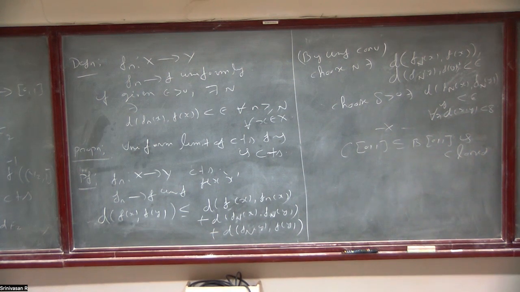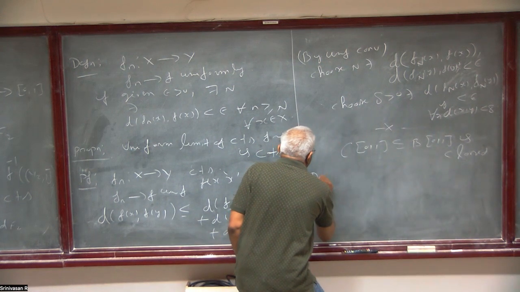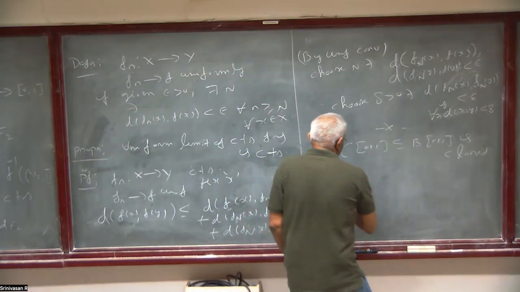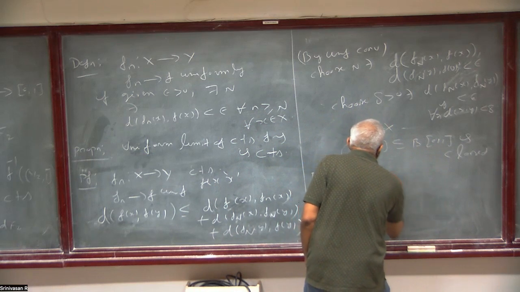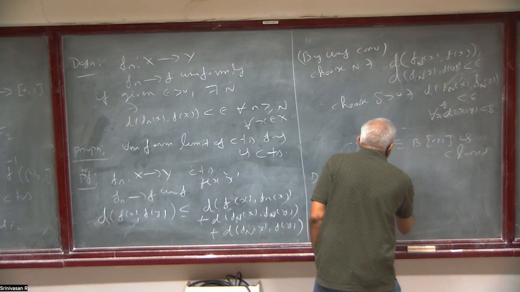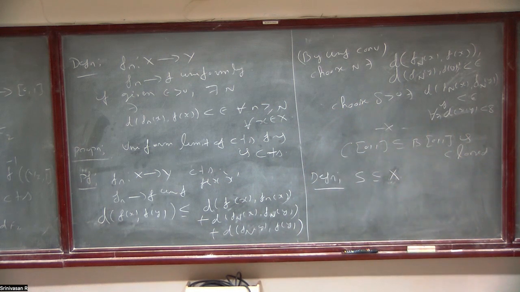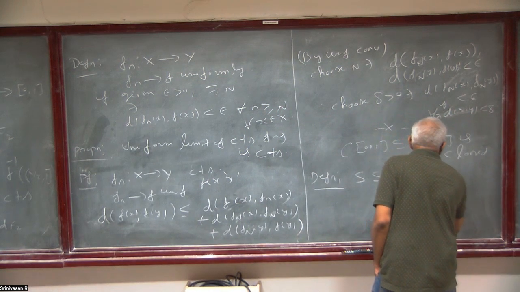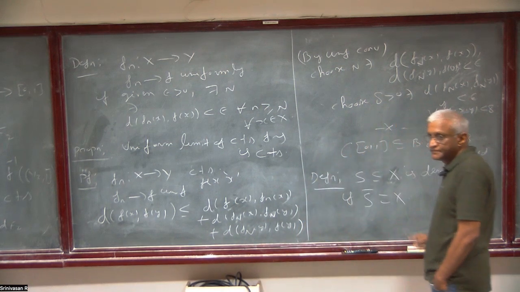So the next concept is again a topological concept, a definition. It's all happening in some metric space. If you have a set S contained in a general metric space X, S is said to be dense if the closure of S equals X.